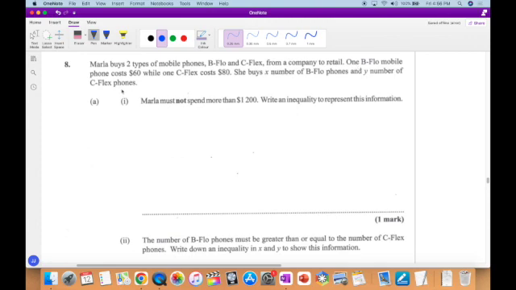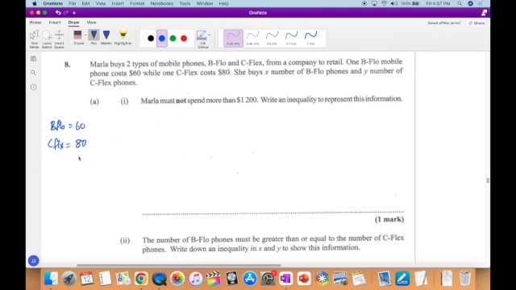One B-Flow mobile costs $60. All right. So our B-Flow is $60. One C-Flex costs $90. Our C-Flex is $90. No, one C-Flex costs $80. You see how you could get a question wrong? Where I see a 90, boy? 80. So 60 and 80. She buys X number of B-Flow phones and Y number of C-Flex phones.